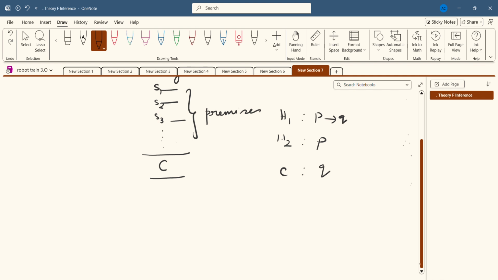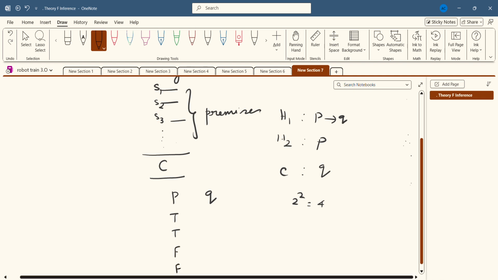Therefore, the truth table contains two columns, P and Q. How many rows will the truth table contain? Two propositional variables means 2 squared, and 2 squared is equal to 4. So 4 rows will be available, isn't it? So true true, true false, false true, false false.